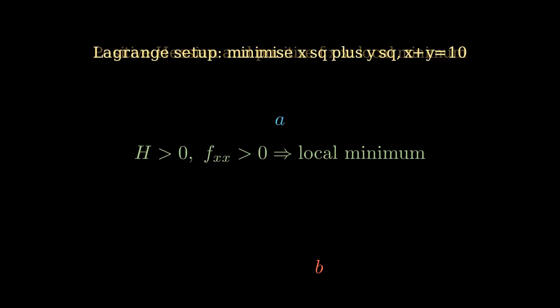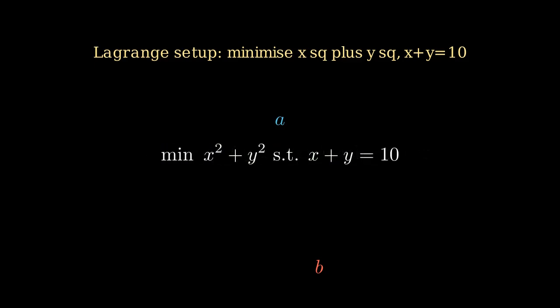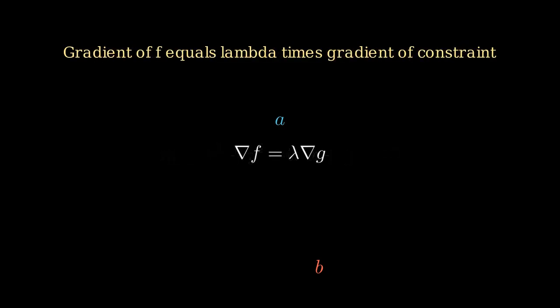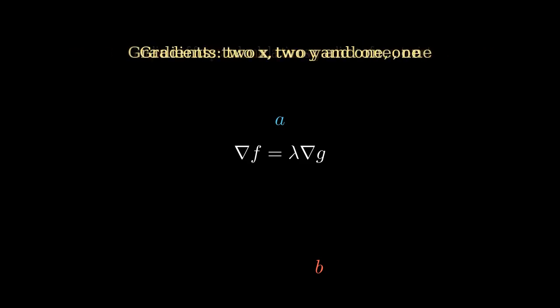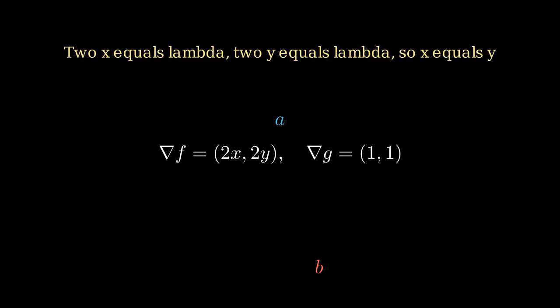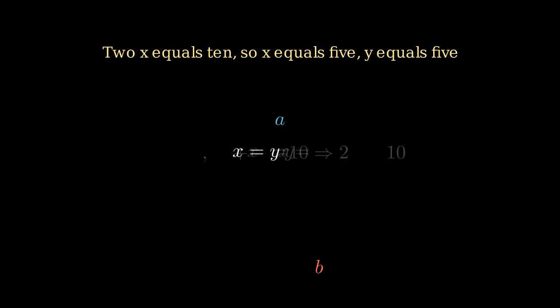Now let's minimize x squared plus y squared, subject to the constraint x plus y equals 10, using Lagrange multipliers. The method says the gradient of the function we are minimizing must equal lambda times the gradient of the constraint. The gradient of x squared plus y squared is 2x, 2y, and the gradient of the constraint x plus y is 1, 1. Setting these proportional gives 2x equals lambda and 2y equals lambda, so x must equal y. Combining x equals y with the constraint x plus y equals 10 gives 2x equals 10, so x equals 5, and therefore y equals 5 too.